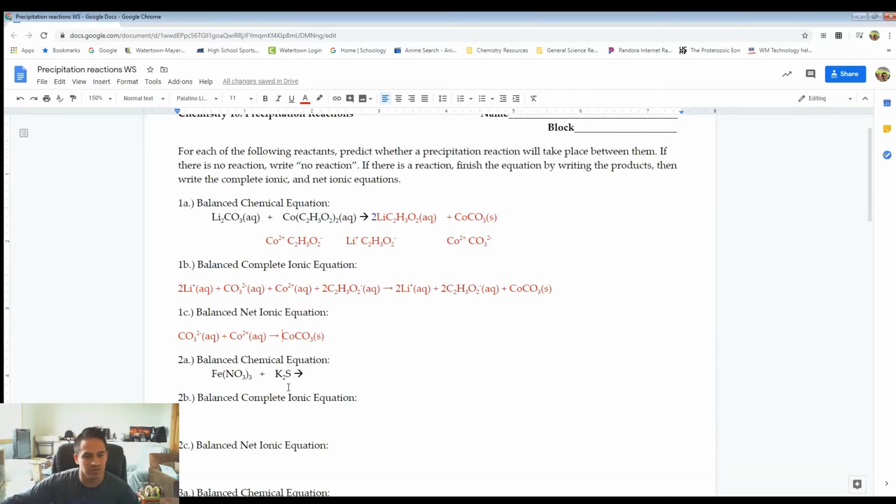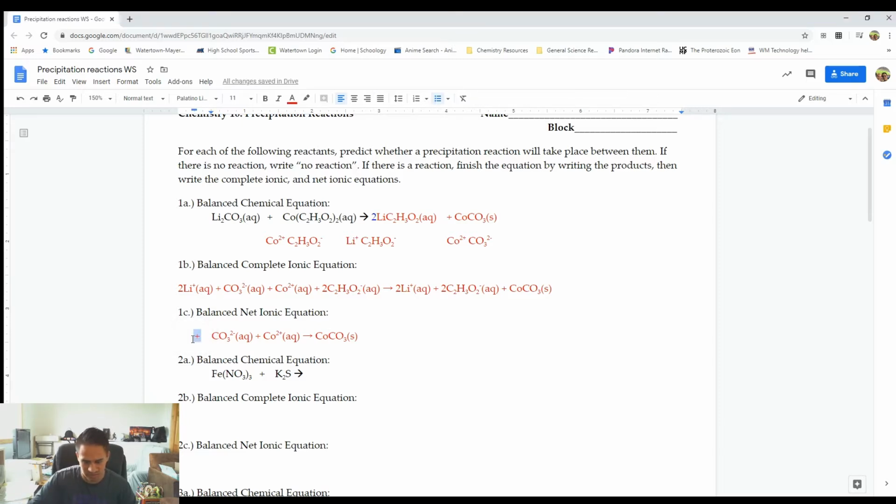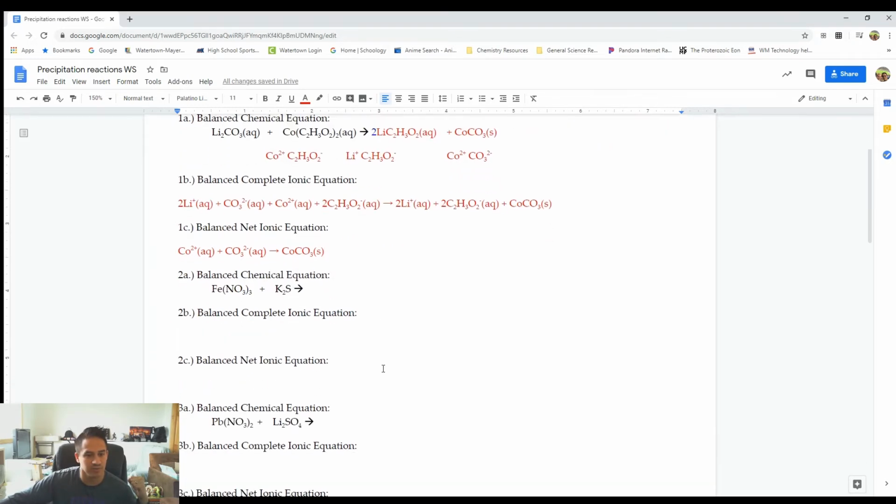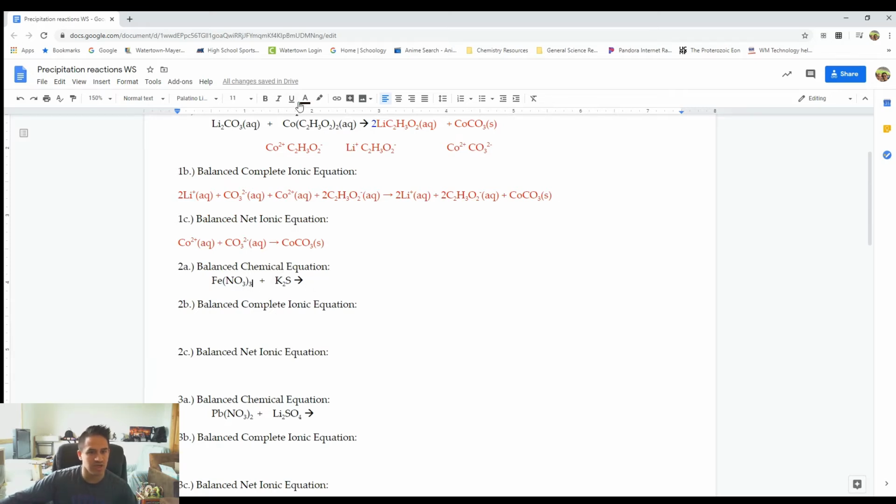Now, if we want to, we can put the cobalt ion first, and the carbonate ion second. It's completely up to you. You can leave it as it is. I'm just going to rearrange it. Typically, you write the positive thing first and the negative thing second, so I'm just going to rearrange it. But all right, there's our balanced net equation, and that's it for this one. That's all we got to do. So, all right, moving on to the next one here.